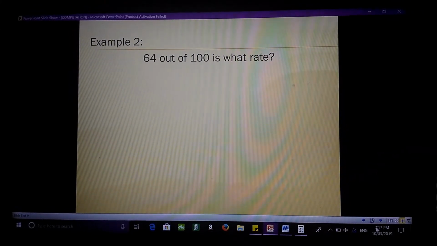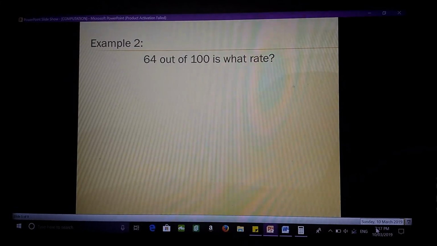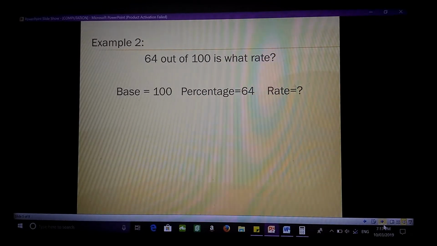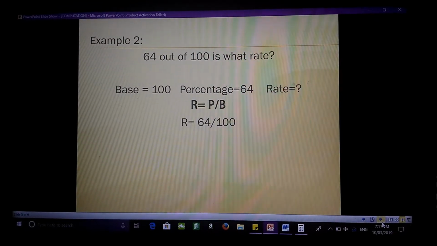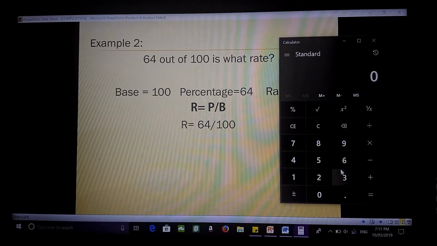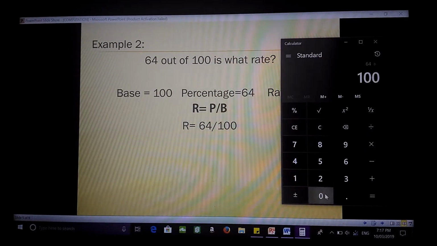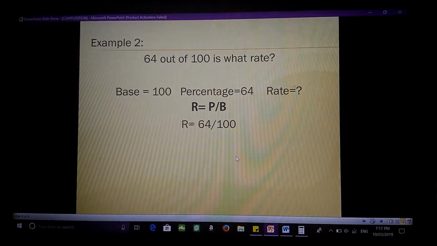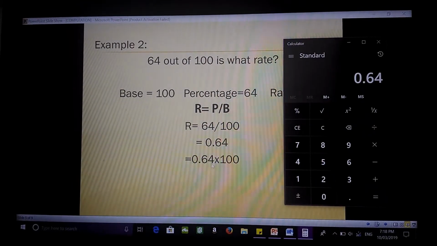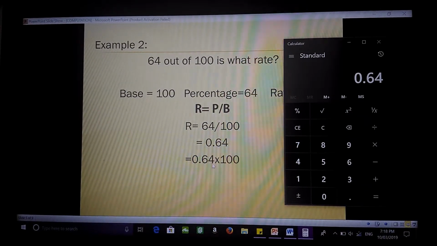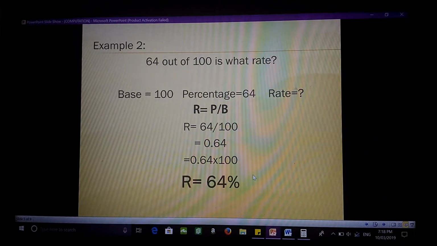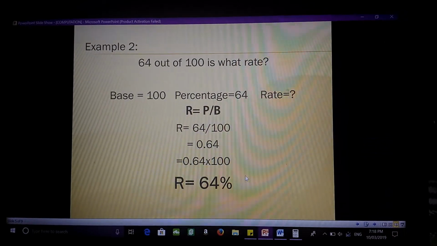Another example, 64 out of 100 is what rate? So the given base is equal to 100, percentage is 64. So rate is equal to 64 over 100. 64 divided by 100 is equal to 0.64. 0.64 times 100, or simply move the decimal point twice to the right, is equal to 64. So it is 64%.